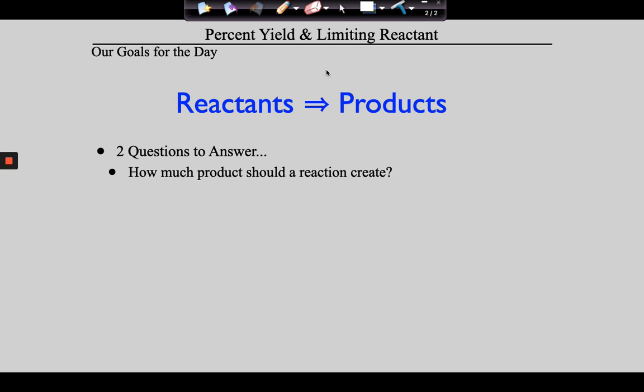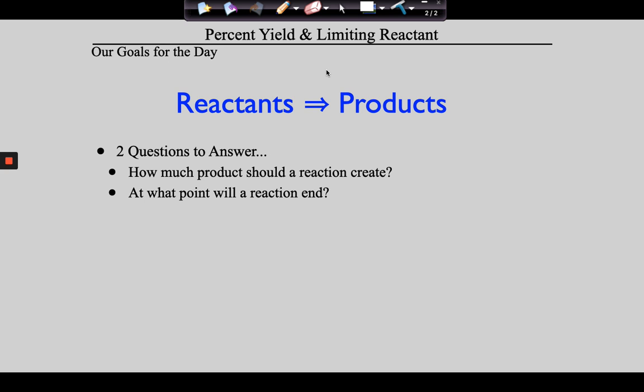So guys, question number one is this. How much product should a reaction create? And guys, the answer to that is percent yield. So again, how much product should a reaction create? And the answer is percent yield.